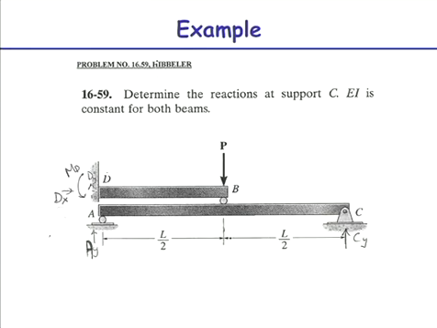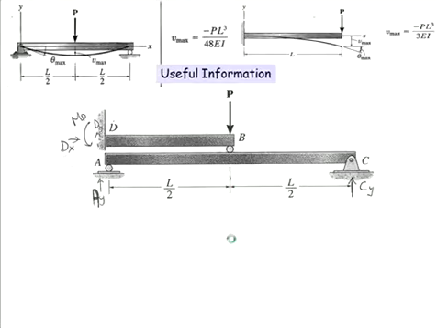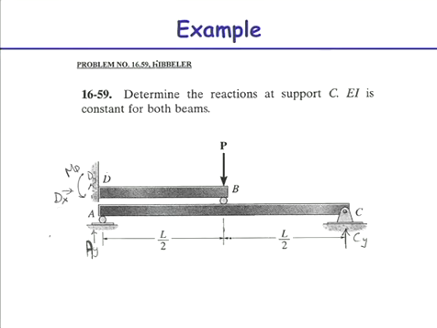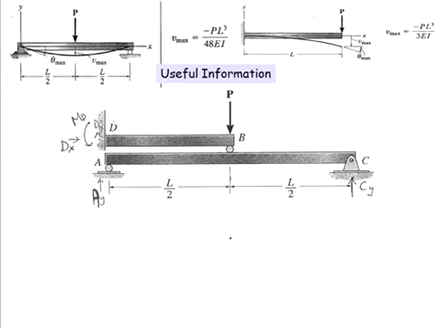Have a look at it for a minute. I should have put it up before the break so you could have had a look. Here, I'll put it up with the useful information. Read the question first: determine the reactions. We have three supports, D, A and C. And again, here's your useful information.